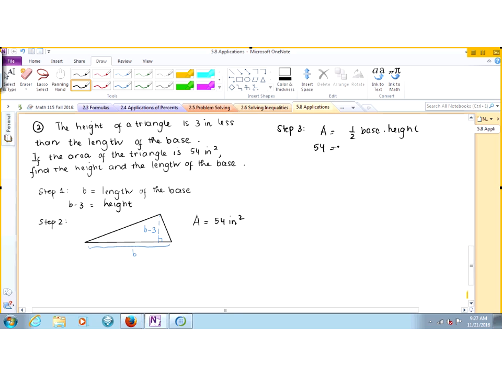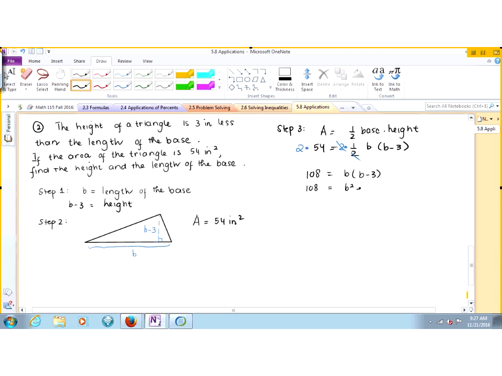Do we know the area? 54. Do we know the base? B. Do we know the height? B minus 3? All right. Good. Now, how are we going to solve this? Multiply by 2? Yes. So, multiply this by 2. Multiply this by 2. Right? Okay. So, 108 is equal to B times B minus 3.